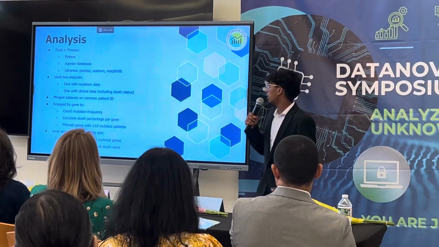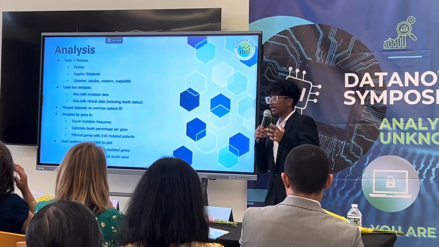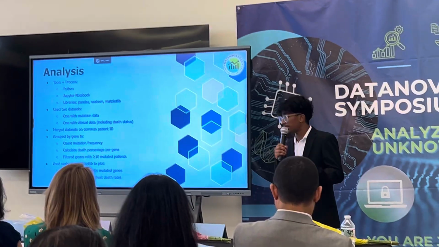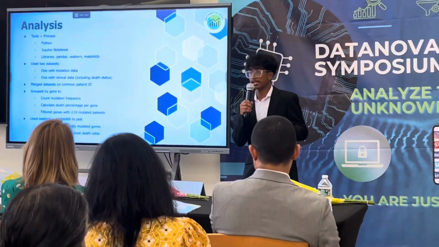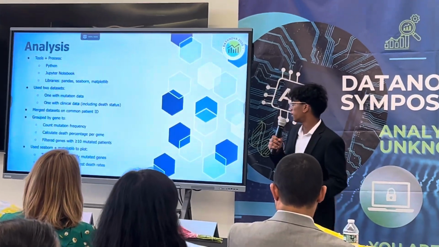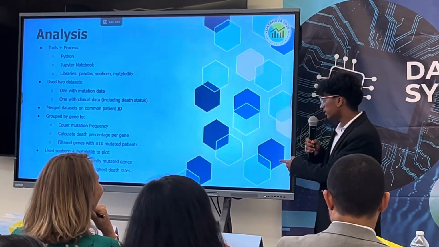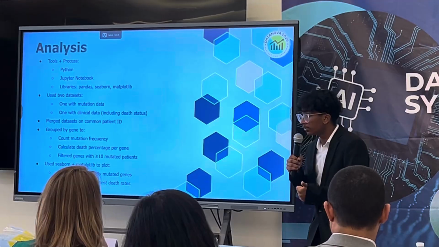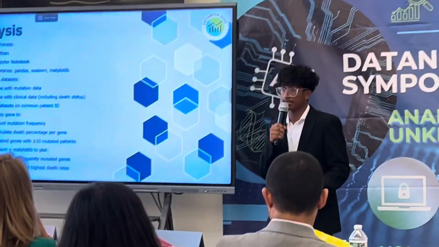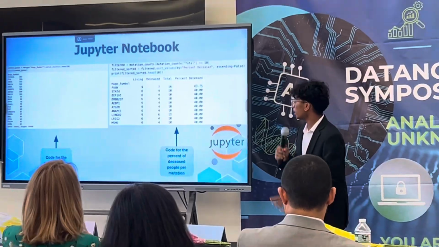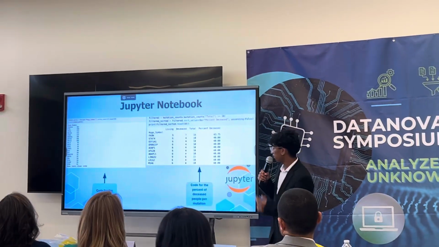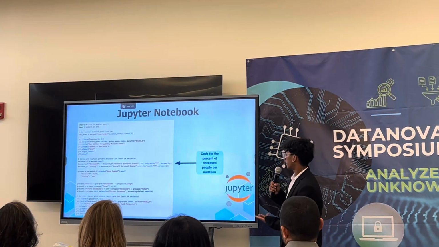Based on the patient ID, we analyzed 3 main factors: count, mutation frequency, and calculating the death percentage per gene, and then we filtered the genes. There were about 10 main ones that we focused on. As you can see at the bottom, there's the top 10 most frequently mutated genes to analyze the rarity, and then the top 10 genes with the highest death rates to analyze the mortality. And this is the code that we did. As you can see, we analyzed the top 10 for each of those categories. And yeah, this is the code.